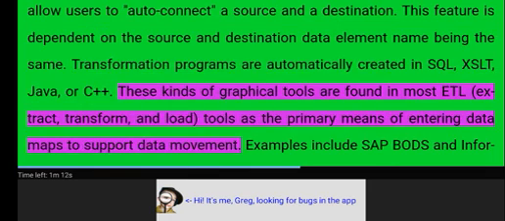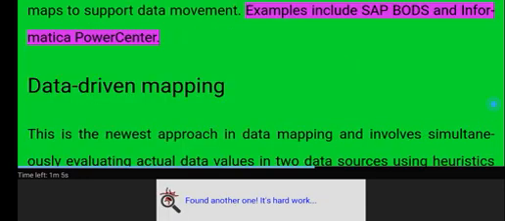These kinds of graphical tools are found in most ETL (extract, transform, and load) tools as the primary means of entering data maps to support data movement. Examples include SAP BODS and Informatica PowerCenter.